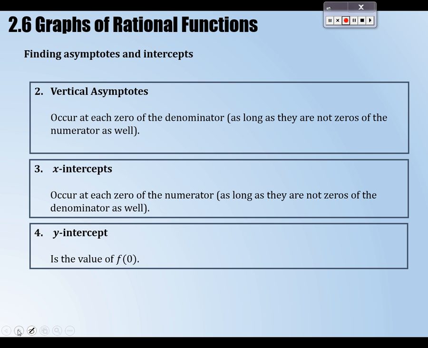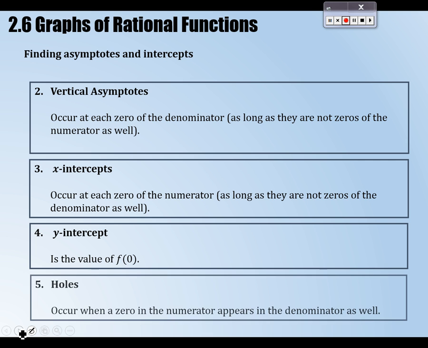And then there's one thing I haven't put up here yet, and it has to do with the parenthetical comment that appears in number 2 and number 3. Do you see what it says in parentheses on those? As long as they aren't also zeros of the numerator, or here, as long as they're not also zeros of the denominator. So what happens when that occurs? It's a hole, right? If you have a factor that appears both in the numerator and the denominator, then you get the appearance of a hole. That part is review.